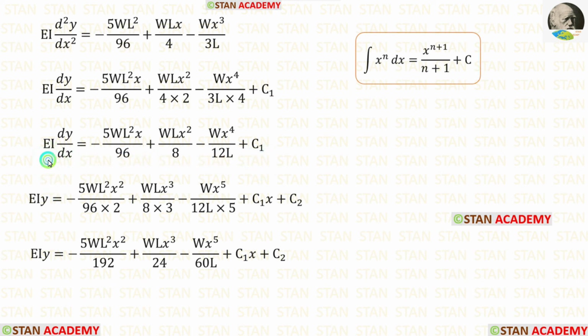Now let us integrate the slope equation. When we integrate, we will get this. C2 is the new constant. 96 into 2, we will get 192. 8 into 3, we will get 24. 12 into 5, we will get 60.